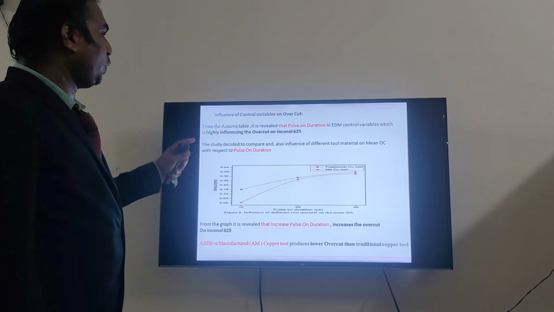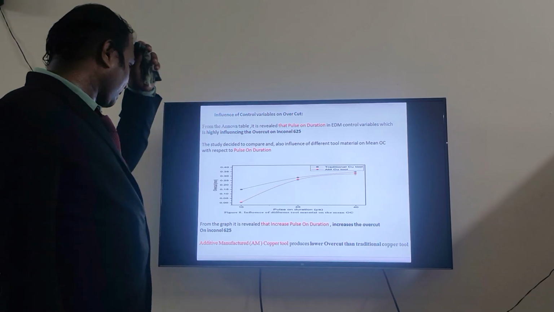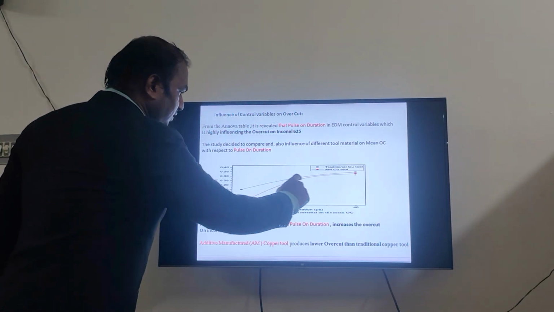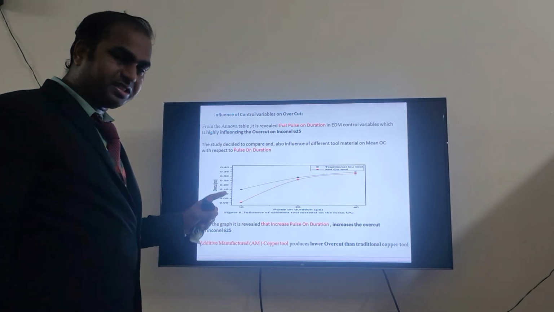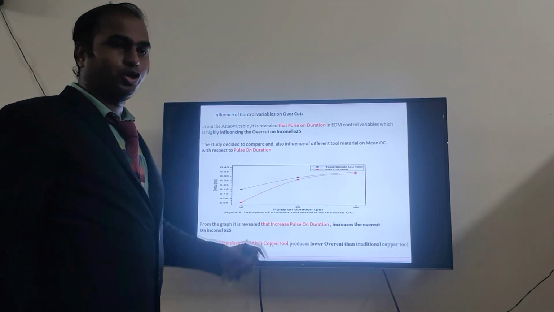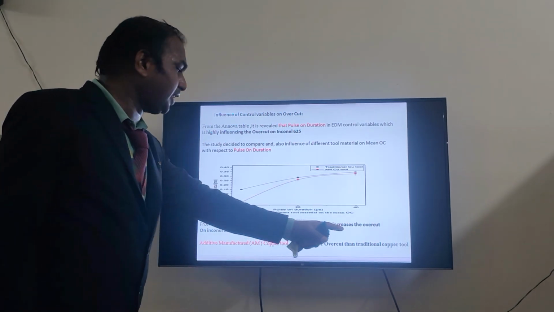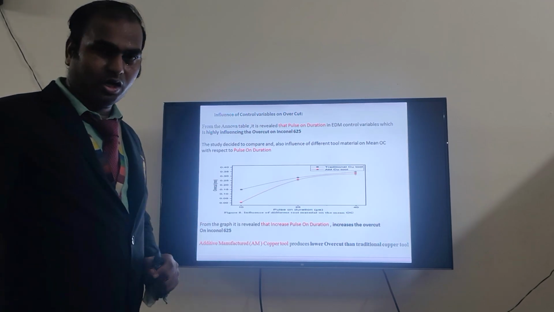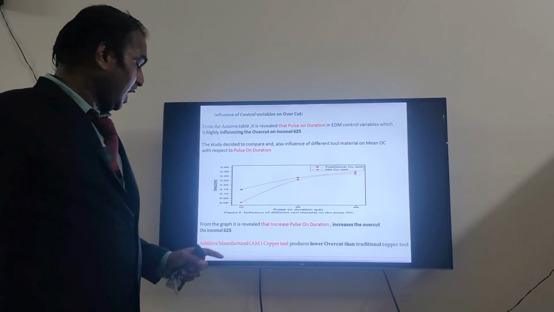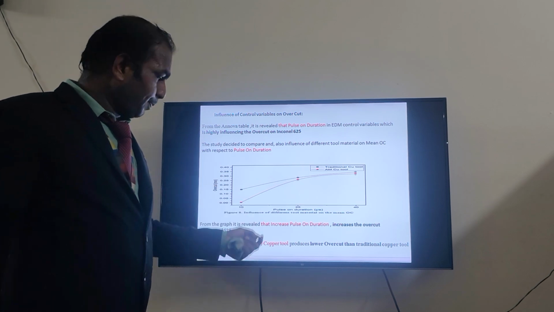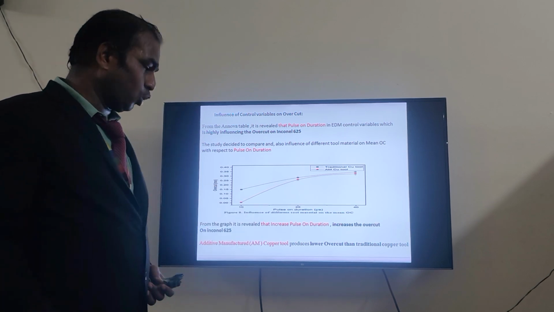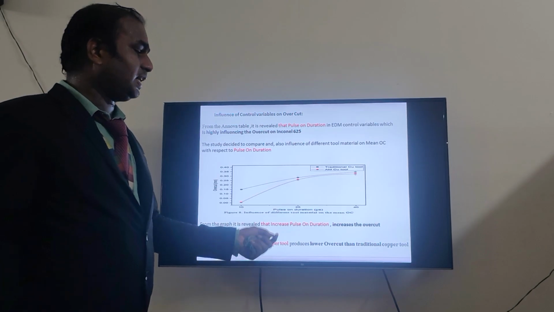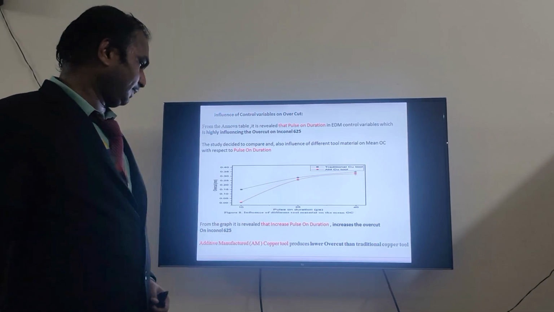So next is the influence of the control variables on overcut. The graph shows the traditional copper tool and the unconventional copper tool. From this graph it is clearly revealed that the pulse on duration during the machining process increases the overcut. So from this factor we can strongly state that the additive manufacturing copper tool produces a much lower overcut than the traditional copper tool.